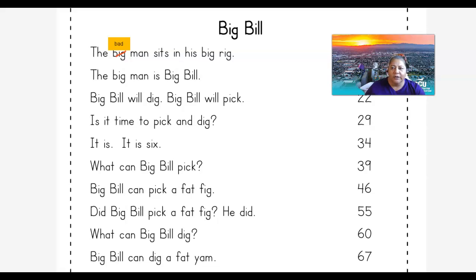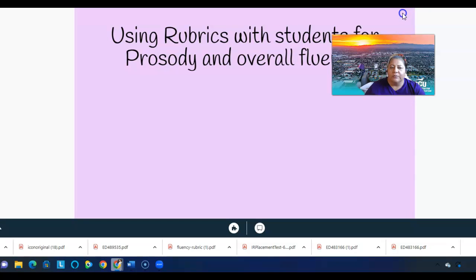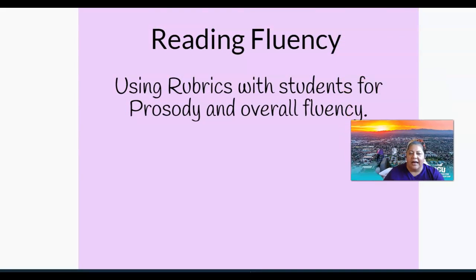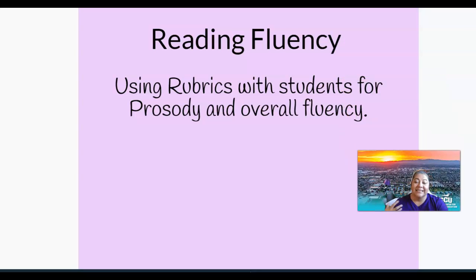So let's go back into our Nearpod. And here we go into our next level. So we look at this level here and we think about how we then assess our students for prosody, for that intonation, that stopping at this period, that expression in their voice. The best way to assess our students for prosody, or the expression in their tone, would be to use a rubric. So let me show you some of those rubrics that are available.